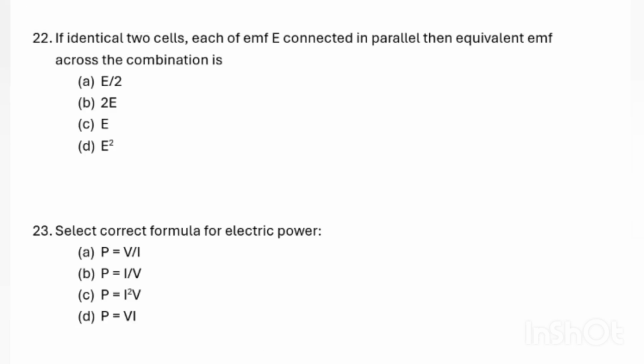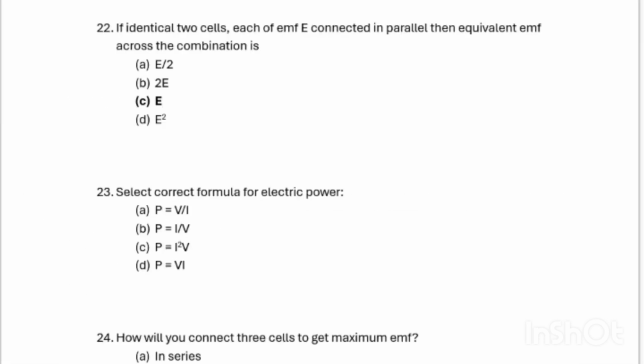Question number 22. If identical two cells each of EMF E connected in parallel, then equivalent EMF across the combination is option A E by 2, option B 2E, option C E, option D E square. Here the correct answer is option C E.